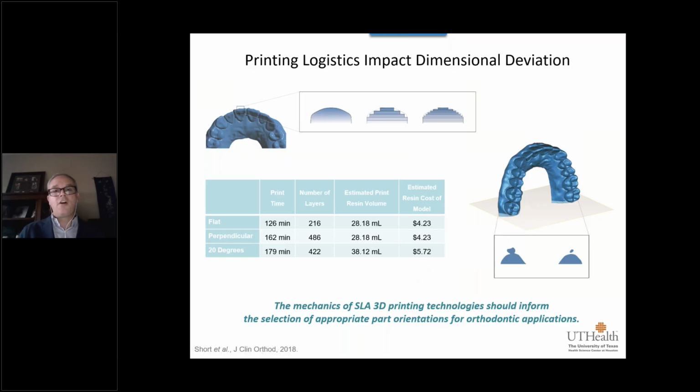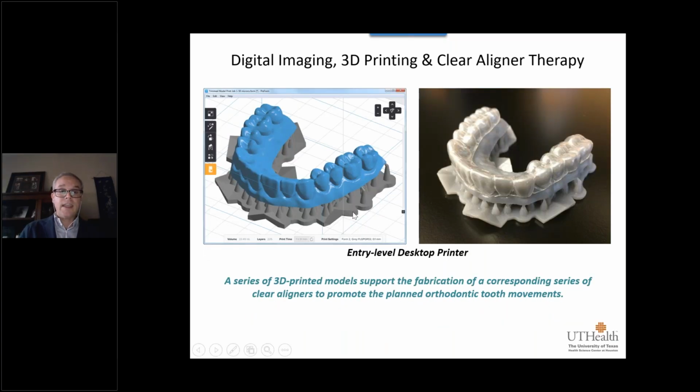So clearly there are significant effects of tunable aspects of the 3D printing process, such as the layer height that one chooses to print their models, or the orientation at which one desires to print their models, on the dimensional fidelity of the models that are produced. And again, just as a reminder, these 3D printed models would serve as the foundation for a fabrication of a clear aligner with a thermoforming process in the traditional clear aligner therapy workflow.